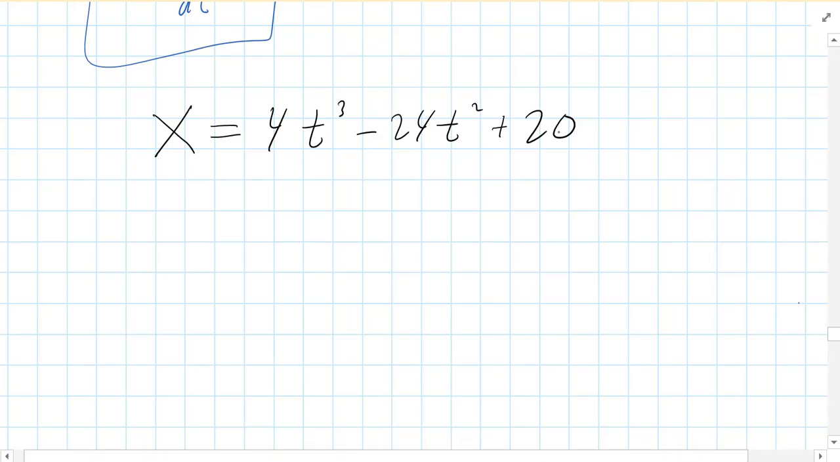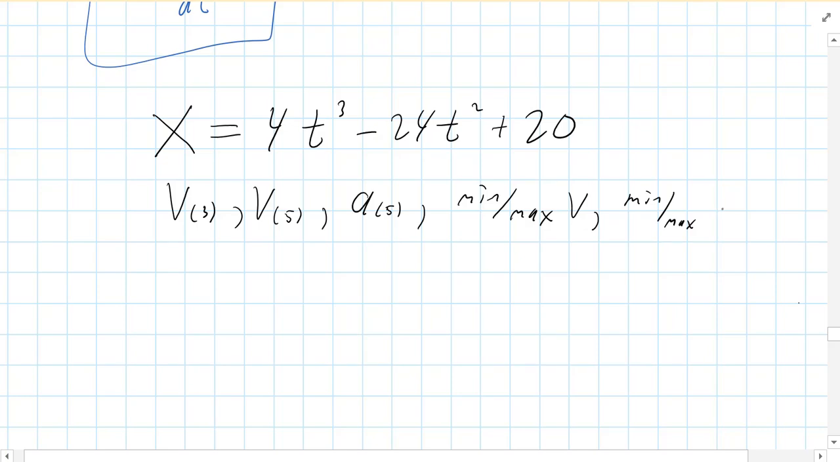All right, so here's what we're going to do. We're going to calculate the velocity at 3 seconds, the velocity at 5 seconds. In other words, what would the slope of that graph be at 3 and 5 seconds? Slope is velocity on a position time graph. We're going to determine the acceleration at 5 seconds. We're going to determine a min and or max velocity as appropriate. We're going to determine a min and or max acceleration as appropriate.